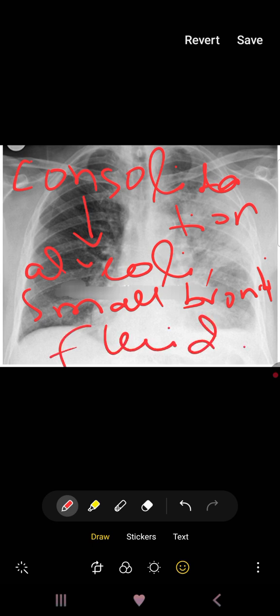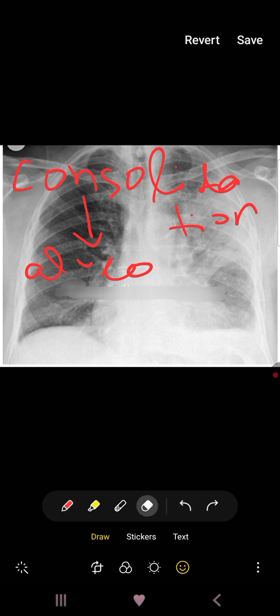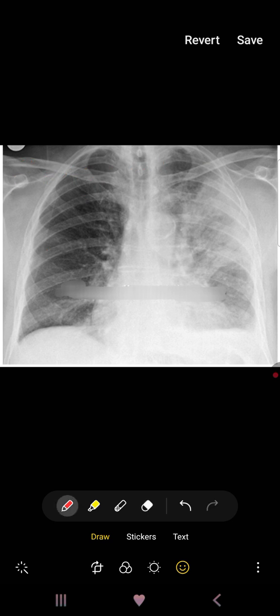Okay, but it may not be fluid every time, and that is what I would like to tell you. Consolidation always appears white. Whether it's a consolidation, a mass, fibrosis, or a cavitation, it will always appear white. Then what can this consolidation be if it's not fluid every time, or not due to infection every time?